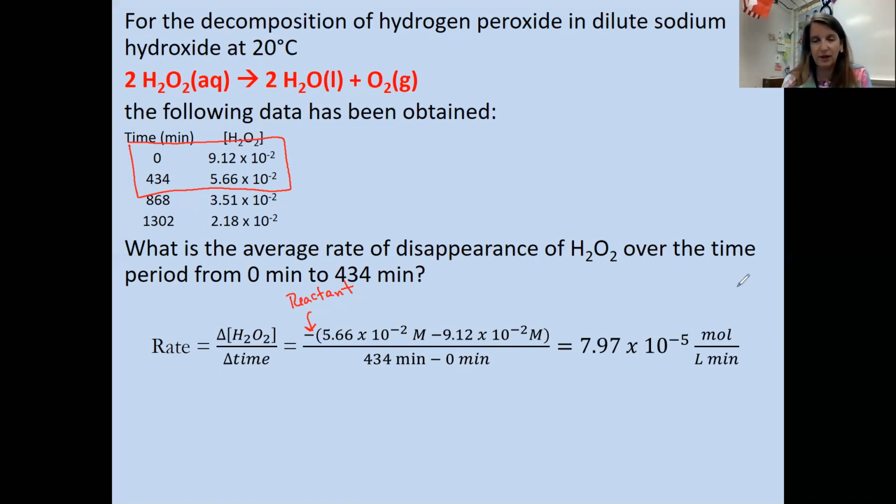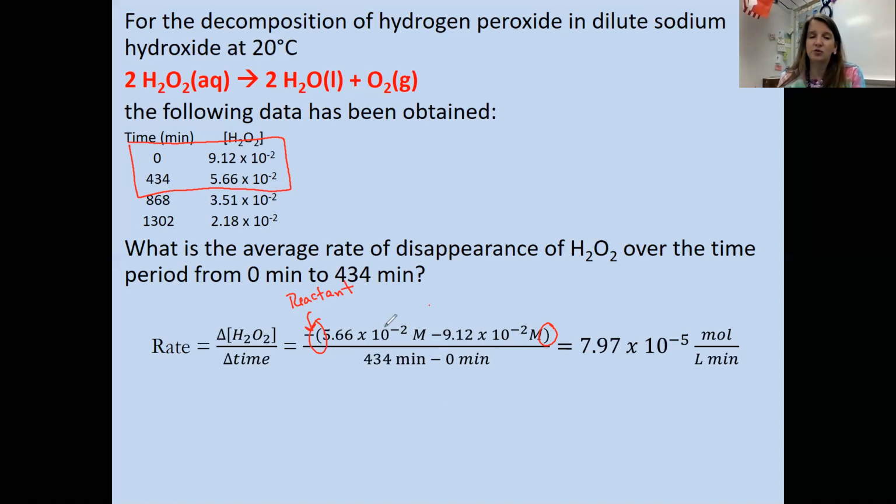Now, really watch how you input this into your calculator, though, because if you don't put this top part in parentheses, and you just do 5.66 times 10 to the negative 2 minus 9.12 times 10 to the negative 2, and then you put your divide sign, your calculator is going to divide first and then subtract that from the 5.66 times 10 to the negative 2. So it's really important to remember the order of operations in your calculator.